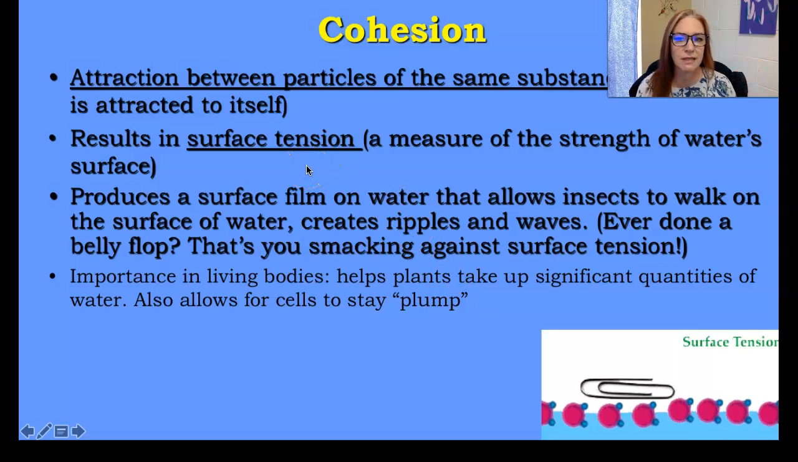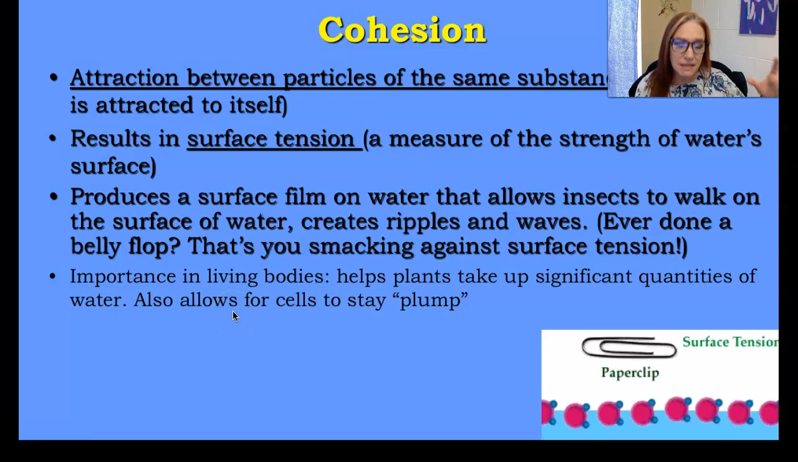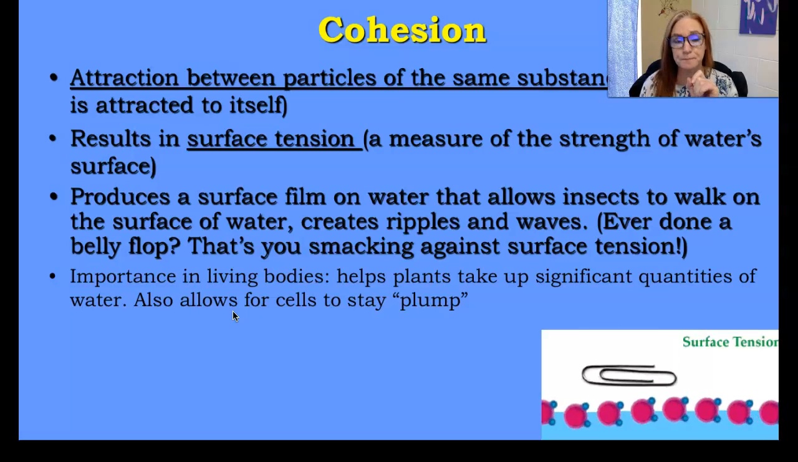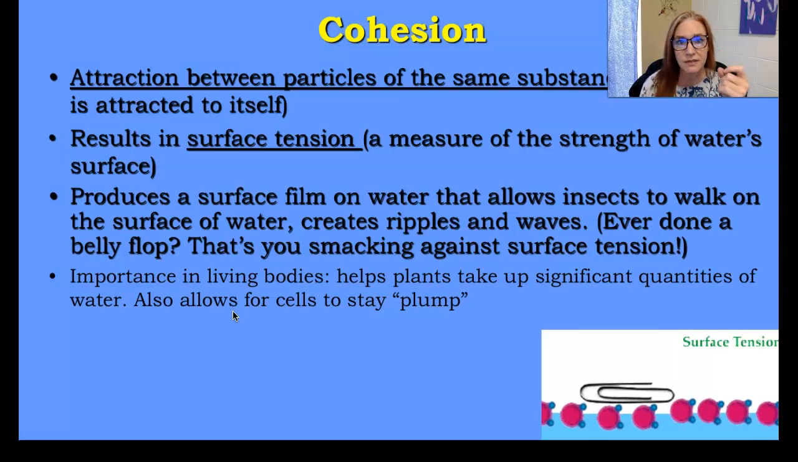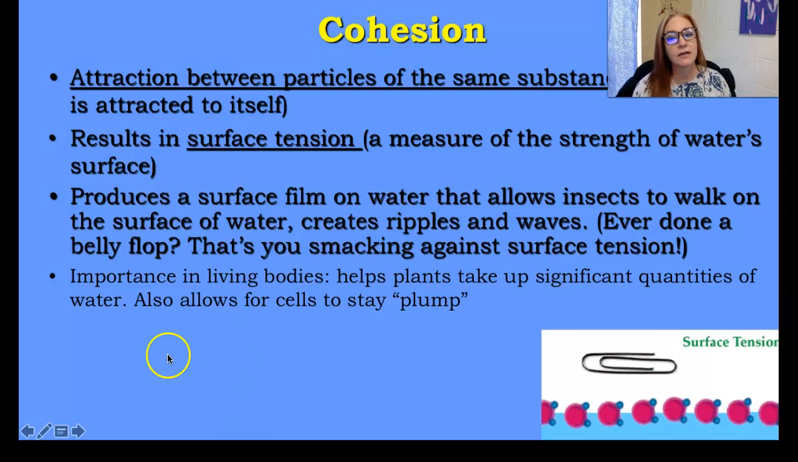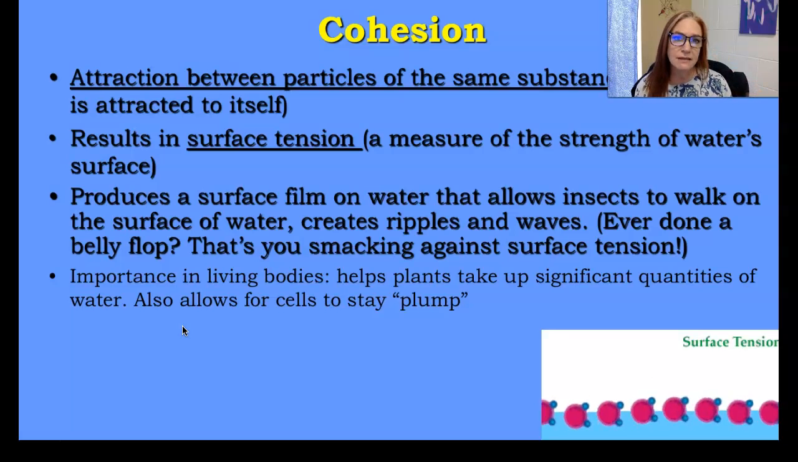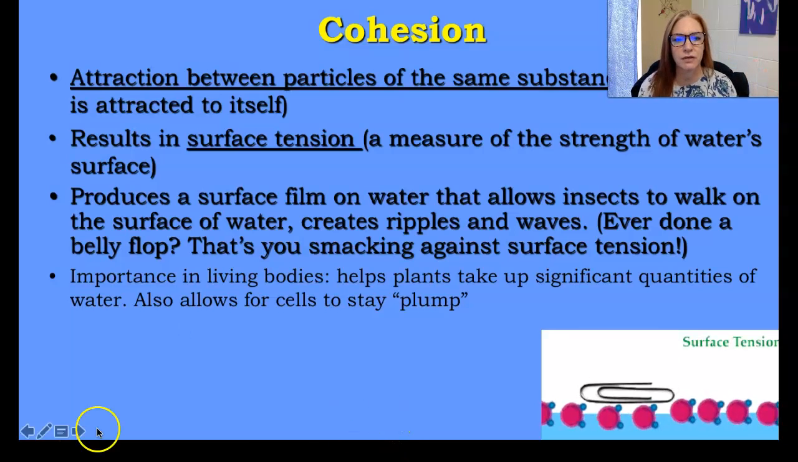Water's sticking to itself is important in living bodies because it helps plants take up a significant quantity of water all at once. We'll talk about the other property that helps plants take up water. But because water sticks to itself, they get a significant amount all at once without having to put a lot more effort into ensuring that they get enough water in their cells. Also, with this cohesion, the water stays together. It allows cells to stay plump, with good turgidity.